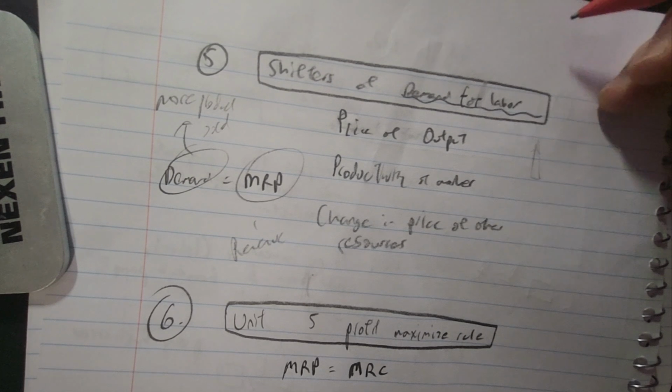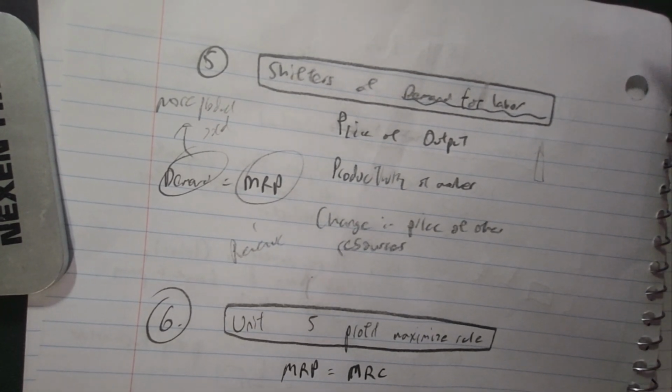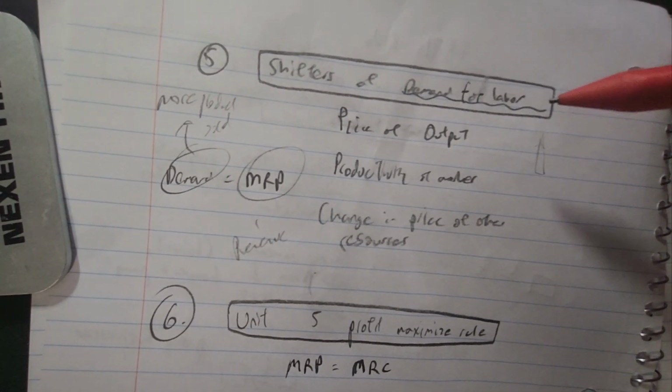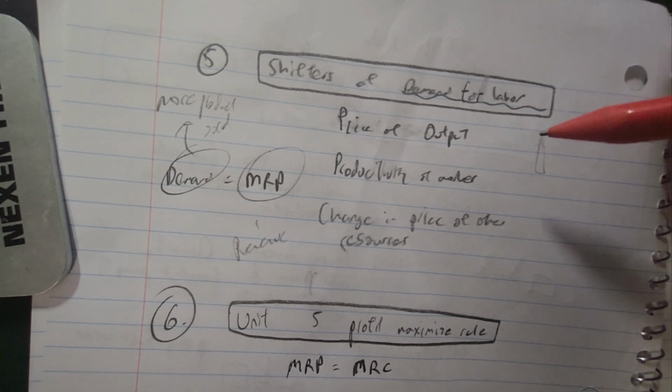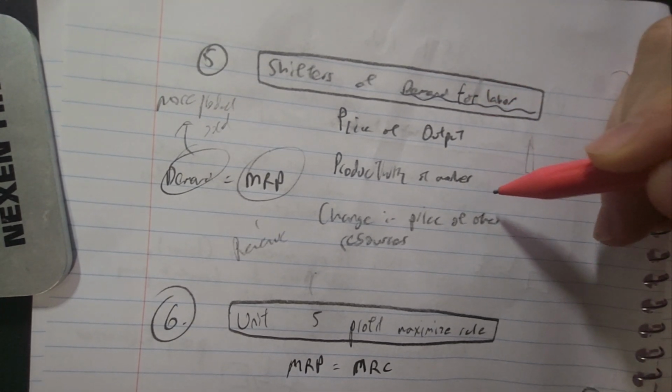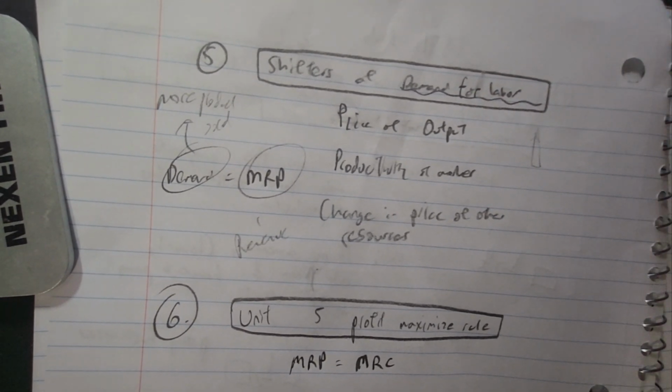This question asks the shifters of demand for labor. Some shifters of demand are price of the output, productivity of the worker, and change in price of other resources.